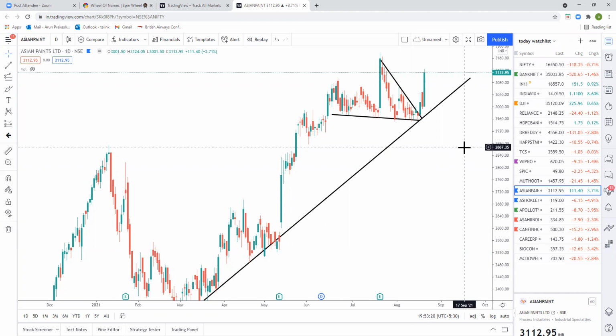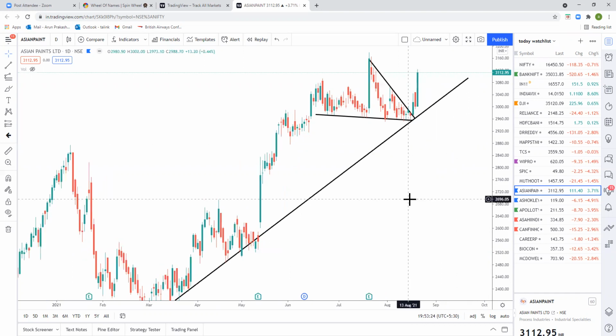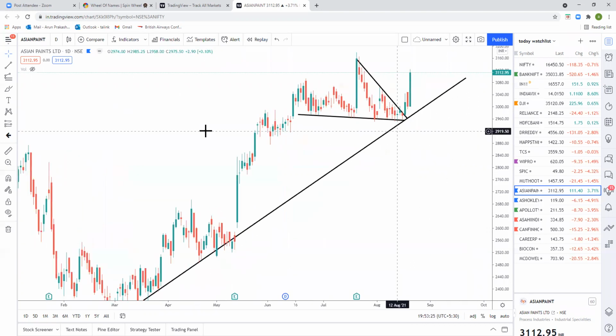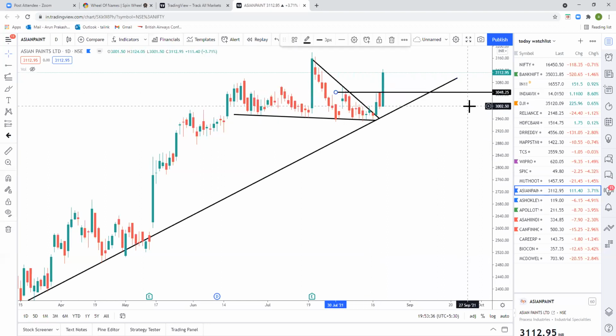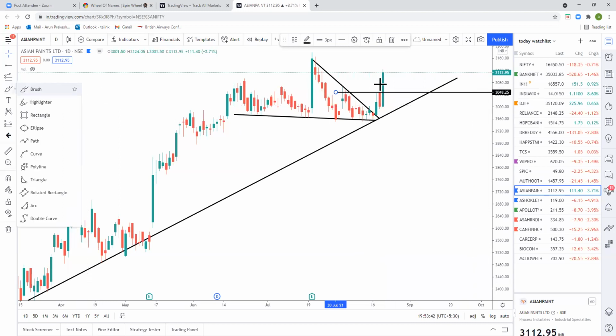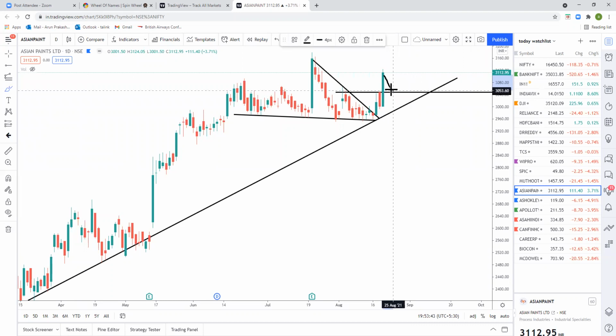I will just use them for my targets, bro, nothing else. To fix my targets, I use those things. That's it. So if I'm entering somewhere here, for placing my targets, I will use this. That's it. Based on that, I will not take any entries. If tomorrow Asian Paints is coming down to this level, there will be people who are entering and making money, but I will not take this entry. Okay. You got it? Okay. Yeah, got it.